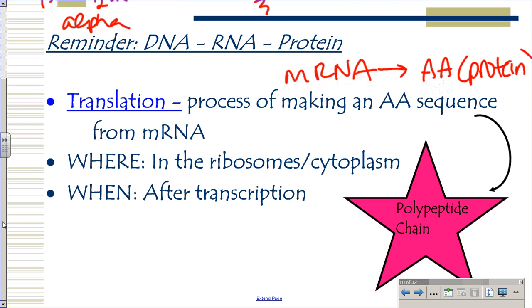And then you know where it occurs, so we've talked about it a little bit, but this protein synthesis, the finalization of it has to happen at the ribosome, which is in the cytoplasm, usually. And then when does it happen? After transcription.